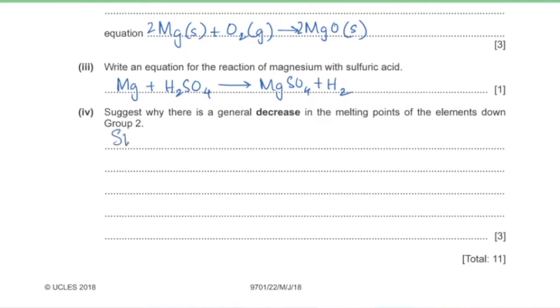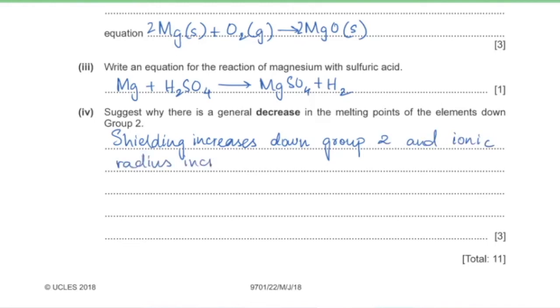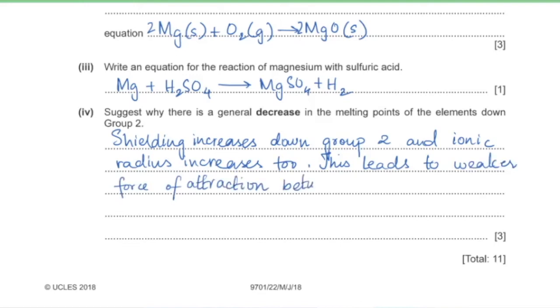So the first point could be that shielding increases down group 2 and ionic radius increases too. This leads to weaker force of attraction between electrons and the atom's nucleus. And when force of attraction gets weaker, this will require much less energy to break those bonds.